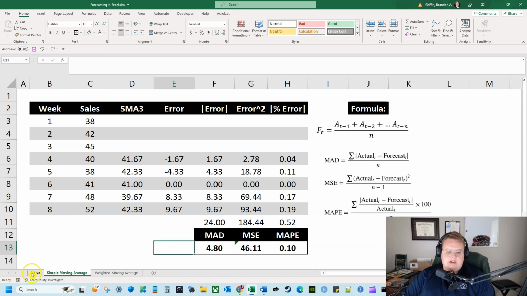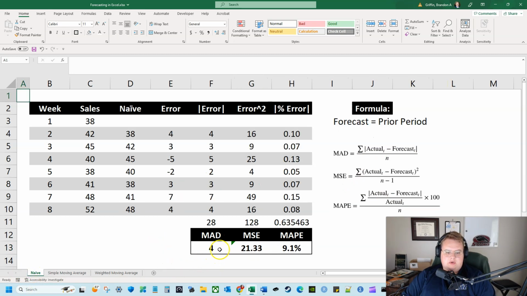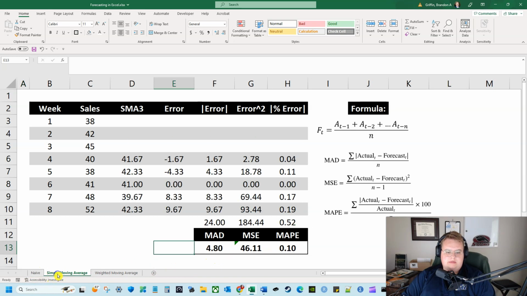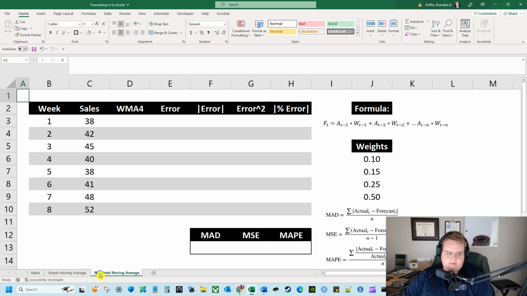All right, so now when I look at my naive, I can see MAD is 4. MSE is 21.33. So it looks like in general, naive is actually a better method. But let's go ahead and check some other stuff out. Let's check out weighted moving average.